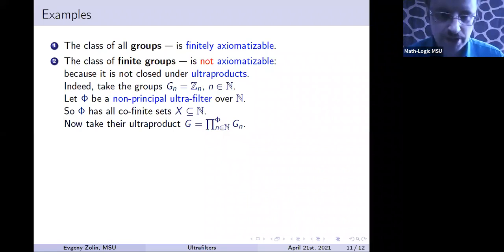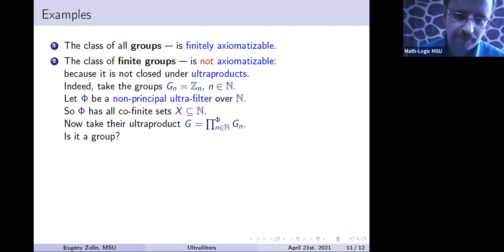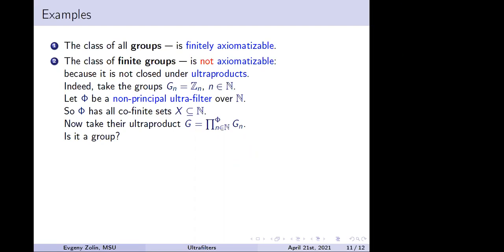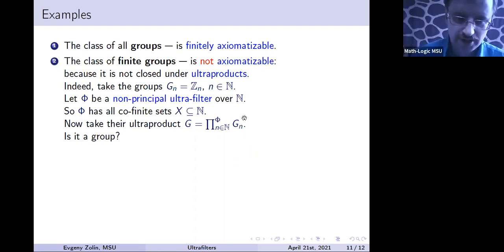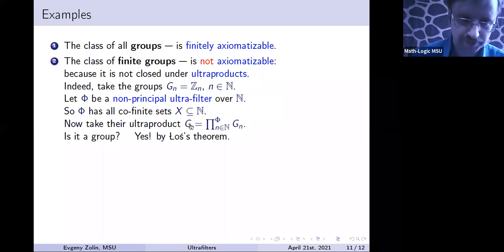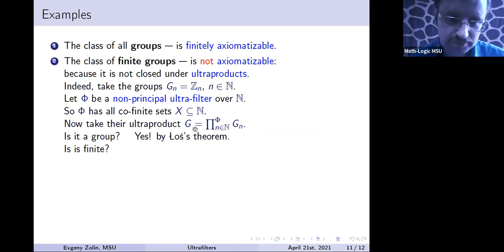This will be a mathematical structure. This will be a model. The first question is, is it a group? Yes, by Łoś's theorem. Each Gn satisfies the 3 axioms of groups, so the ultraproduct satisfies the 3 axioms of groups. So it is a group by Łoś's theorem. Next question, is it finite? Is it a finite group?